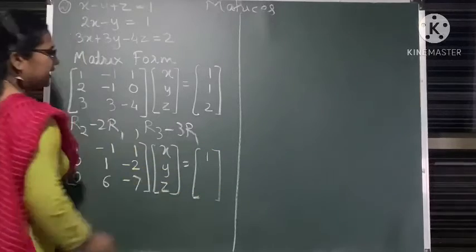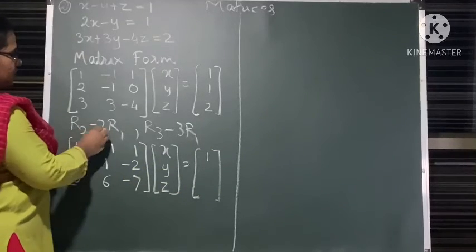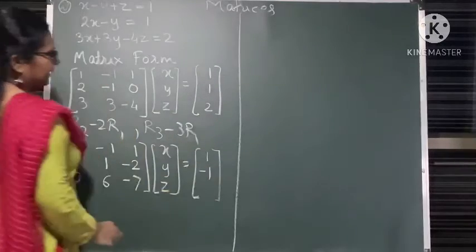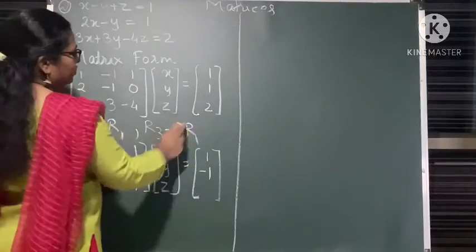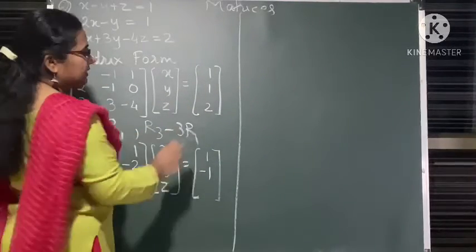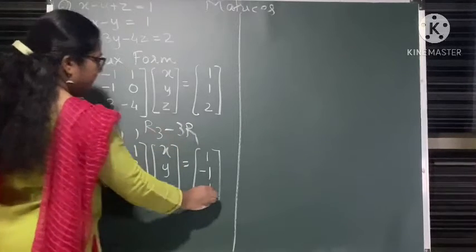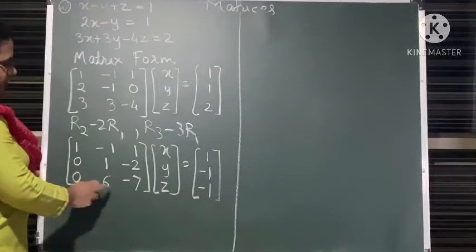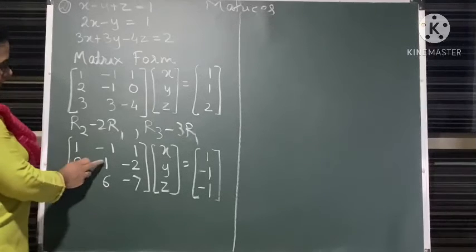Same operations on RHS. R2 is 1, minus 2 into 1 is minus 2, 1 minus 2 is minus 1. And this operation is 2, minus 3 into 1 is minus 3, 2 minus 3 is again minus 1. So you can see these two elements have converted to 0. Now we have to convert this element 6 to 0. We will use this 1.